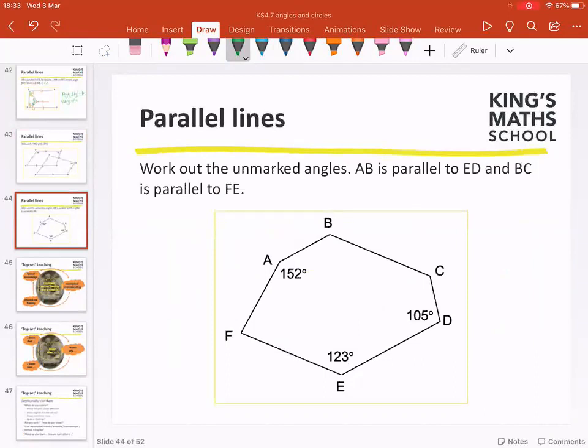And then something like that. So what are we told here? We're told that AB is parallel to ED, and we're told that BC is parallel to FE. But again, we haven't got the transversal. We haven't got the line. So we need to think about which line we should add in. Something from A to D, maybe. Something from B to E. Maybe we should have them both in and see what happens.